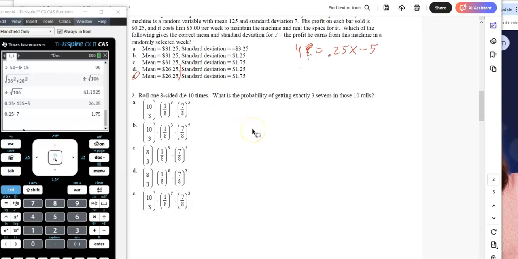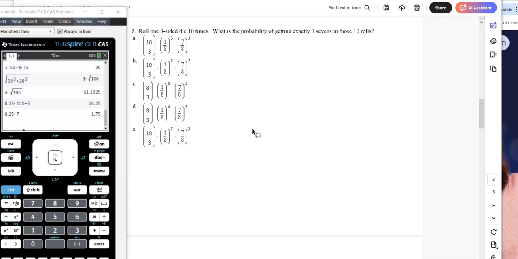This is the binomial theorem written in a very formal way. I like to label what stuff is. So 10 is the n value, x is 3, and the probability of success, when I get 7, there's 8 possibilities, so 1 out of 8 times. So 10 and 3, so I know it's one of these guys. These are out.